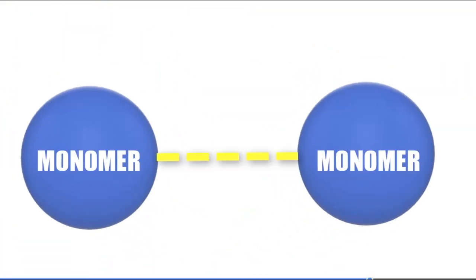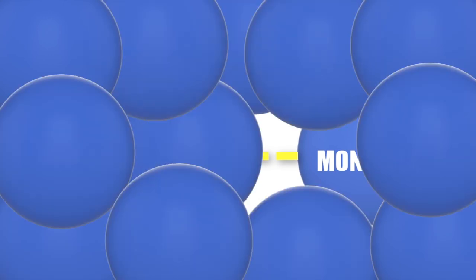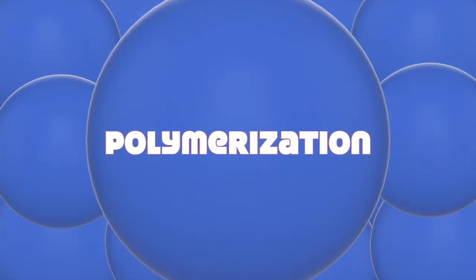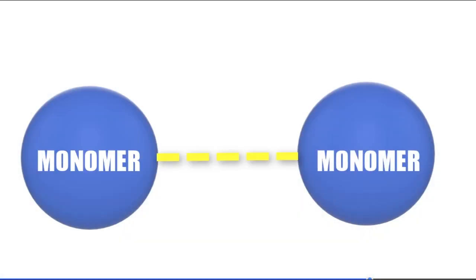Now, how do they get together? How do they bind to one another? There are several chemical reactions out there, and these chemical reactions are known as polymerization, meaning that they're forming polymers. In terms of bonds that these molecules form between one another, and you probably heard this from your chemistry class, these are known as covalent bonds.